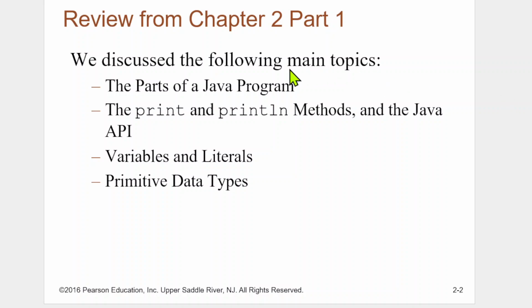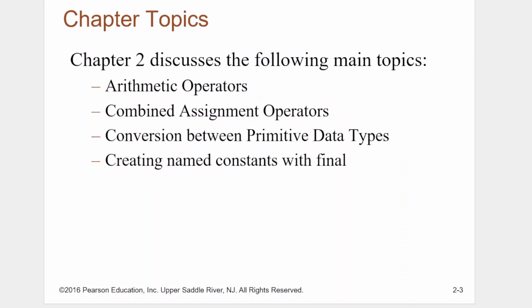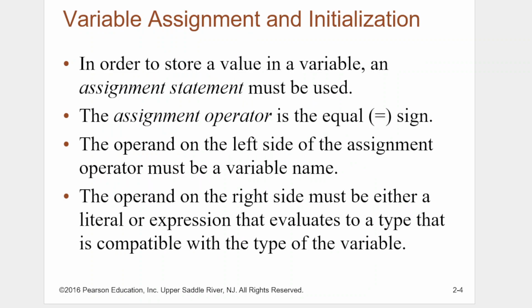All right, so from part 1, we discussed the following main topics: the parts of a Java program, print versus print line methods and how they are part of the Java API, variables and literals, primitive data types. We're going to discuss the following topics now: arithmetic operators, combined assignment operators, conversion between primitive data types, and named constants, creating named constants with final.